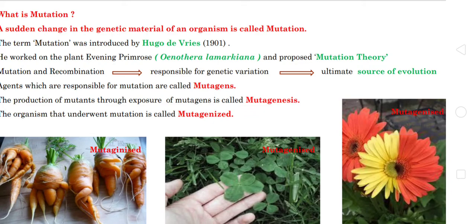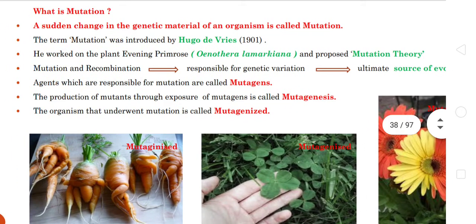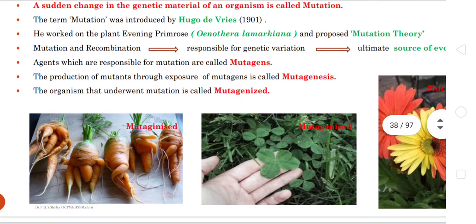Any agent which causes mutation is called a mutagen. The production of mutants by exposure to different types of mutagens is called mutagenesis. So the agent causing the mutation is called a mutagen, and the process is called mutagenesis. The organisms that are exposed to mutation are called mutagenized.